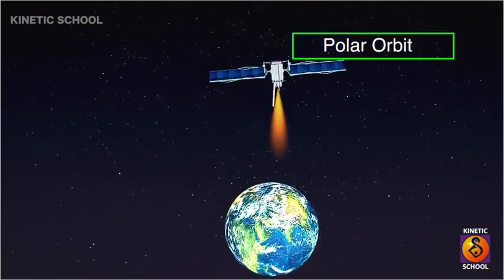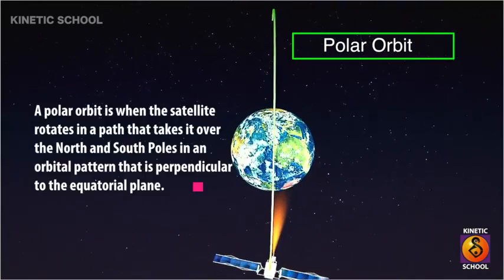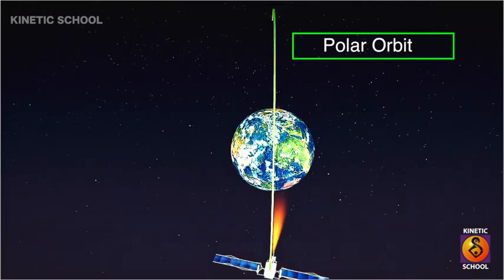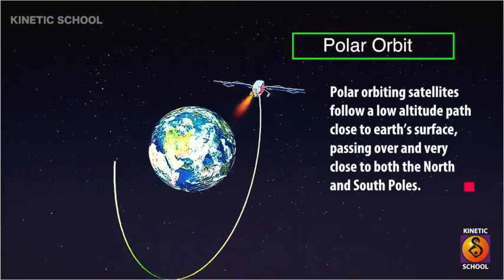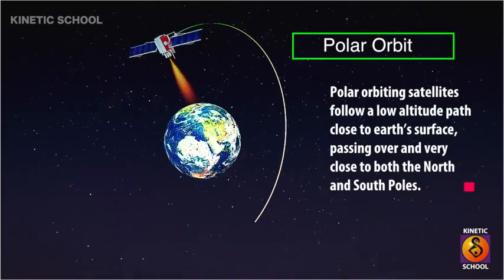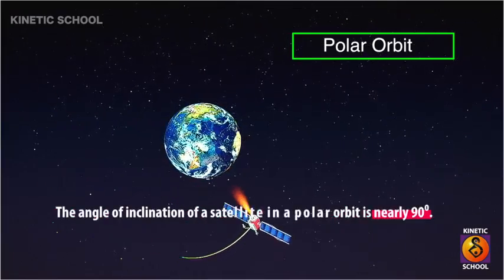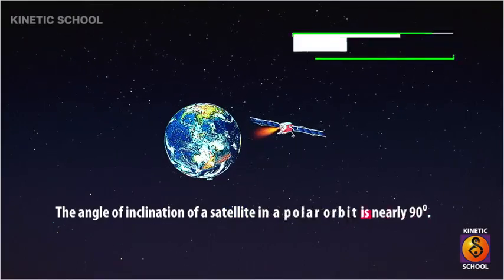Polar orbit. A polar orbit is when the satellite rotates in a path that takes it over the north and south poles in an orbital pattern that is perpendicular to the equatorial plane. Polar orbiting satellites follow a low-altitude path close to Earth's surface, passing over and very close to both the north and south poles. The angle of inclination of a satellite in a polar orbit is nearly 90 degrees.